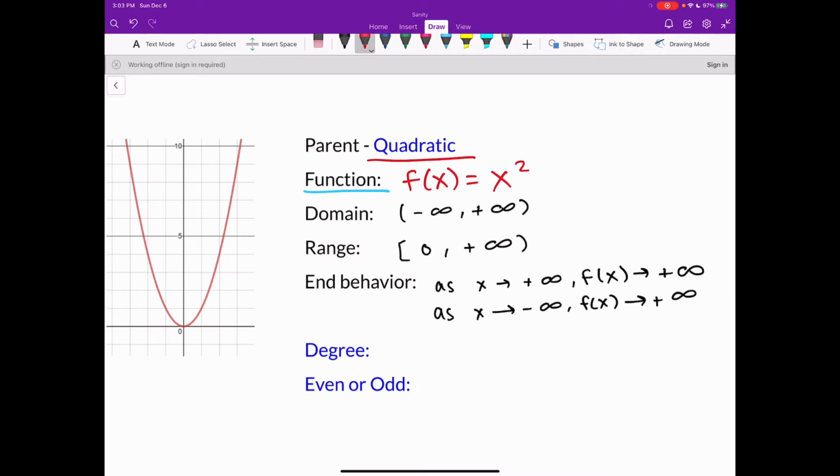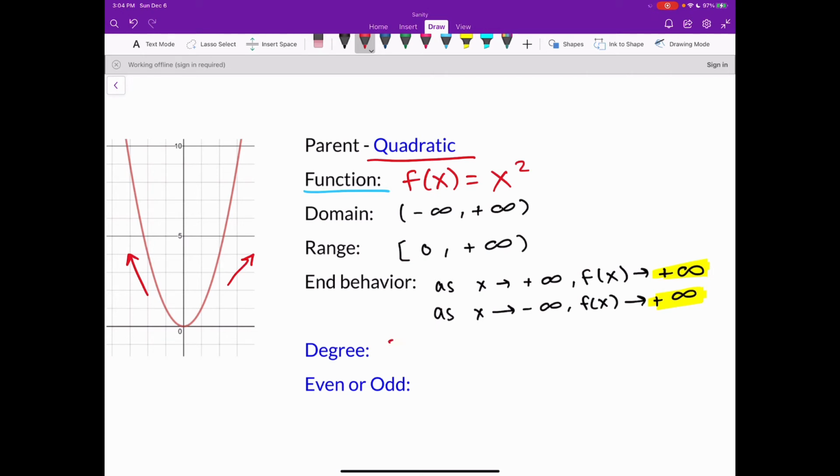End behavior, while the end behavior of our last function was different, on one side we went up, on the other side we were going down, end behavior here is the same on both ends. As x goes to positive infinity, f of x goes to positive infinity. And as x goes to negative infinity, f of x still goes to positive infinity. So the end behavior on the quadratic function is the same. They're both going to positive infinity in this case.